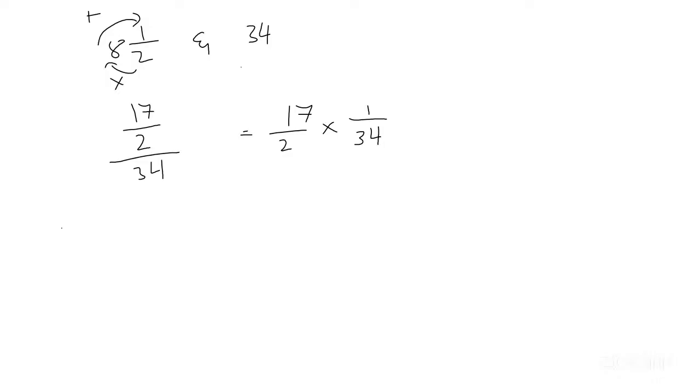Yes, ma'am. Then I cancelled 34 with 17, making it 1:2. 1 here and 2 there. Cancel 17 and 34. 17 twos are 34. And then 1 into 1 is 1, 2 twos are 4. Okay, you can do it like this.